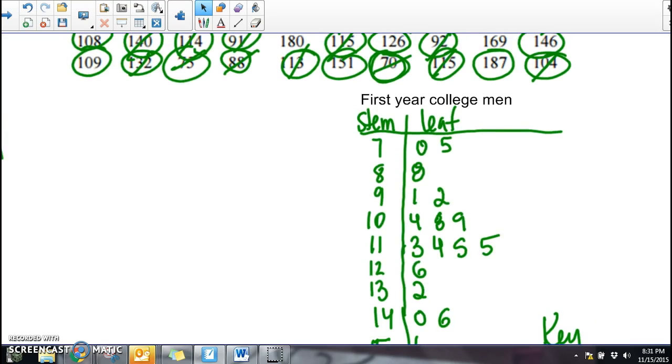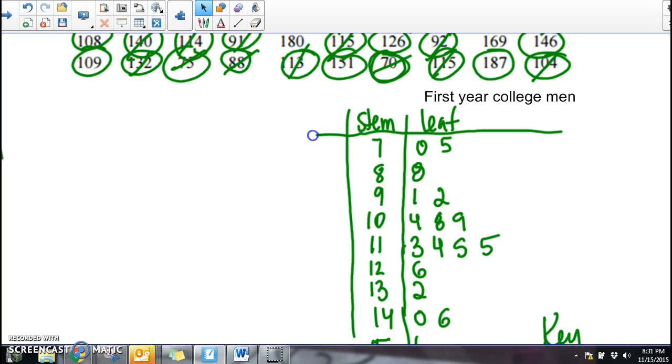We can also compare the two groups. So we can have men and then we can have women. So I'm going to leave the men and kind of move it over this way a little bit. And then you can do what's called a back-to-back. And you can put women over here. So we would have our first year college women. Sorry about my handwriting. But we'd have that. And then you would build the same one.